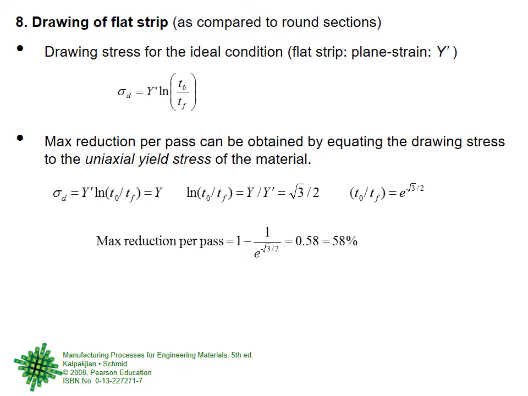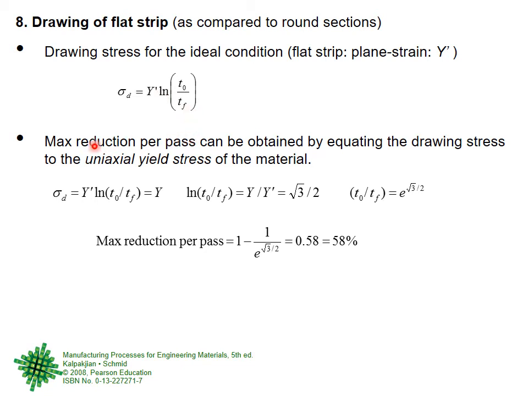So sigma d is the same equation. Sigma d is Y ln, but here, rather than a naught upon af, because it is a flat strip, it is t naught upon tf. Rather than reduction in area, you are finding reduction in thickness. So that is it. And instead of Y, you have Y prime because of plane strain. And this Y prime, remember, is 2 upon root 3, 1.157, that type of thing, right? The original equation was Y ln a naught by af. This time, because it is a rectangular cross section, it becomes Y prime ln t naught by tf.